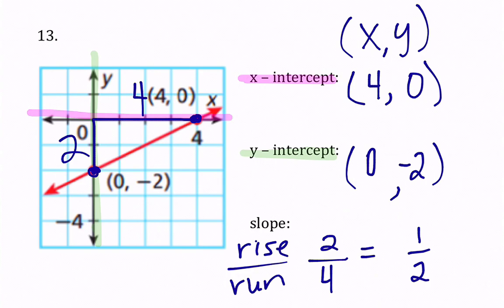So on a graph, we can't forget the last step. From the left to the right, so as I start on the left side and I move to the right, I notice my line is going up, which means my slope has to be a positive.